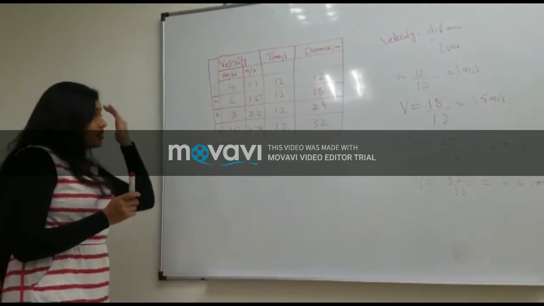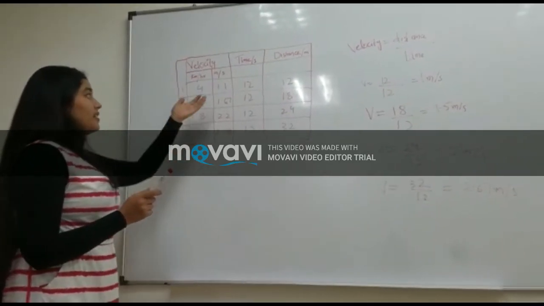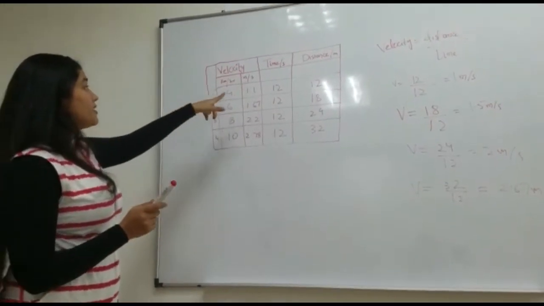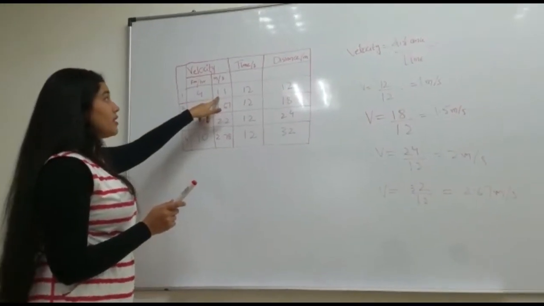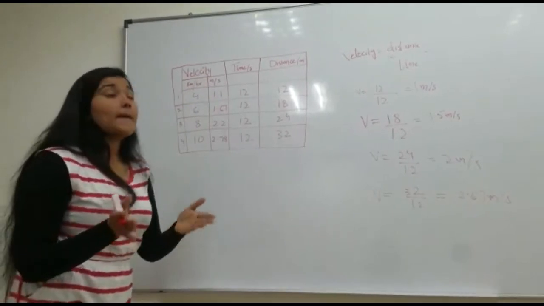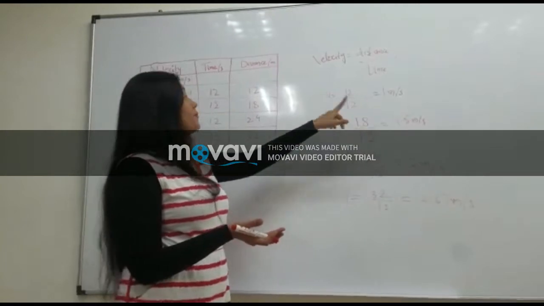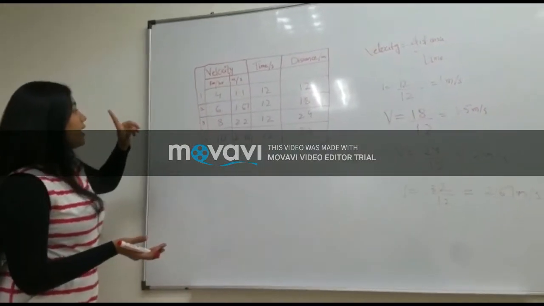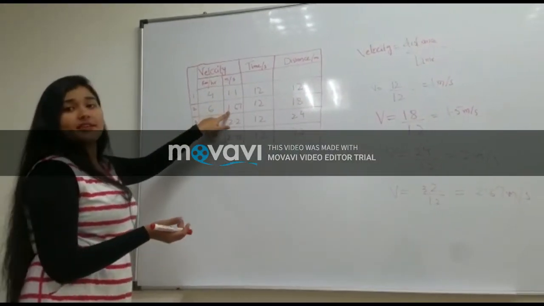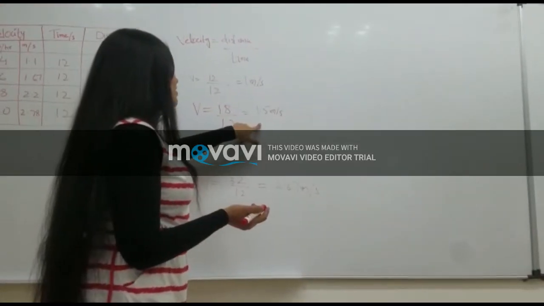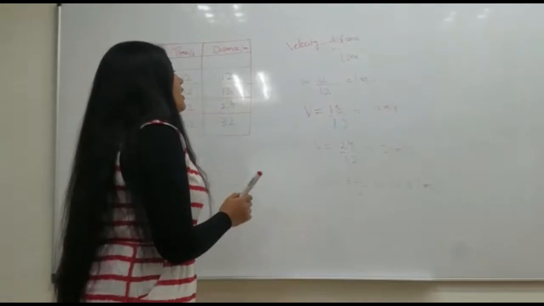You can easily see the difference between the velocities. The treadmill shows 1.1 meters per second, but what we calculated is 1 meter per second. And the treadmill shows 1.67, and the one we get from the calculation is 1.5 meters per second.